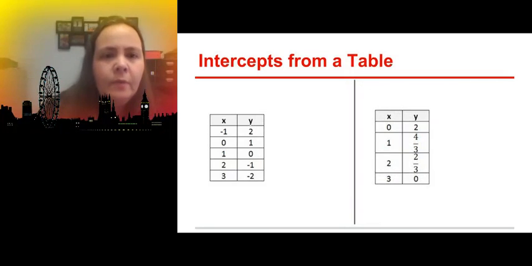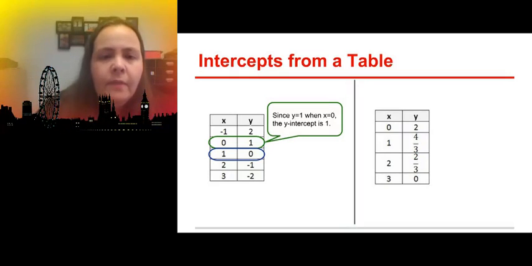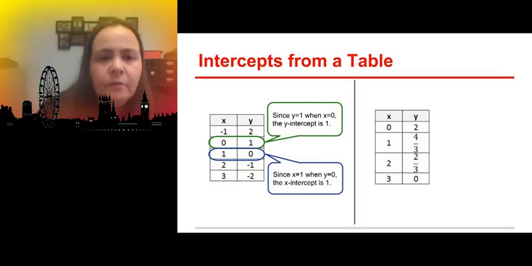When we look at a table, we have to really think about what's equal to 0 when these points occur. So we're going to locate when both x and y are 0. So we look there where the green circle and the blue circle are. Inside the green circle, x is 0, and inside the blue circle, y is 0. So for the point (0, 1), when x is 0, the y-intercept is 1 because when x equals 0, y equals 1. And then for the blue circle, we see that when x equals 1, y equals 0, so the x-intercept is 1. Your intercepts will not always be the same thing. They just happened to be in this case.